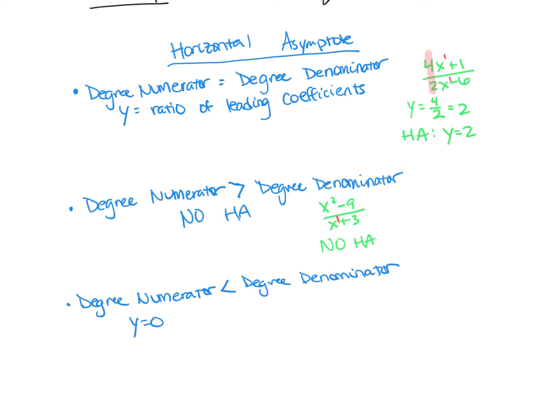So an example here might be if we have x minus 3 over x squared plus 4. Degree of the numerator is 1. Degree of the denominator is 2. Degree of the numerator is less than the degree of the denominator, so we can just say the horizontal asymptote is y is equal to 0. So this is something I would feel comfortable having you graph.